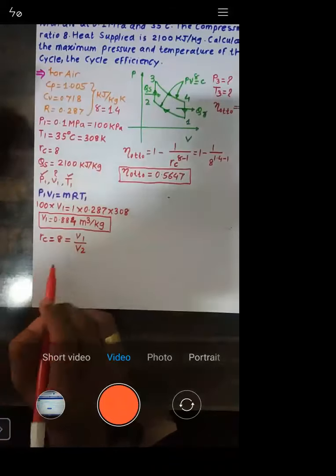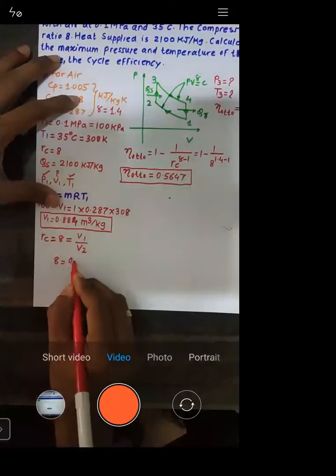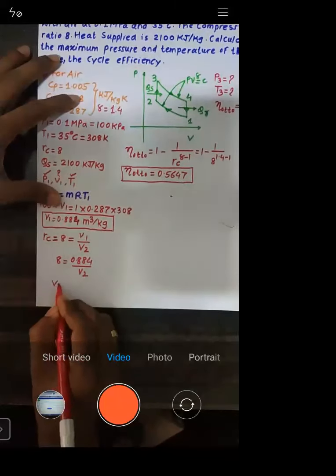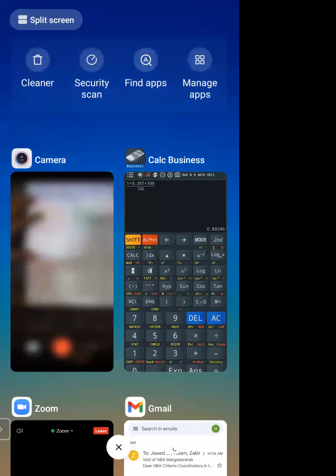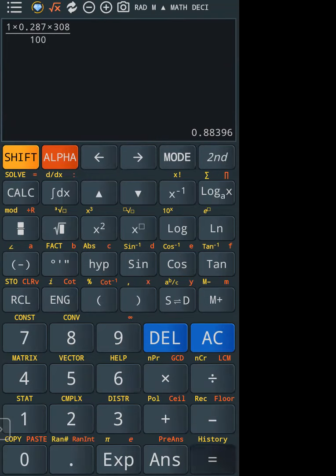So RC I will write down as 8. The value of V1 is 0.884. The value of V2 I am interested to calculate. Let us check what value of V2 we get. V2 is given by 0.884 divided by 8. So this is the volume we are getting, 0.1105.